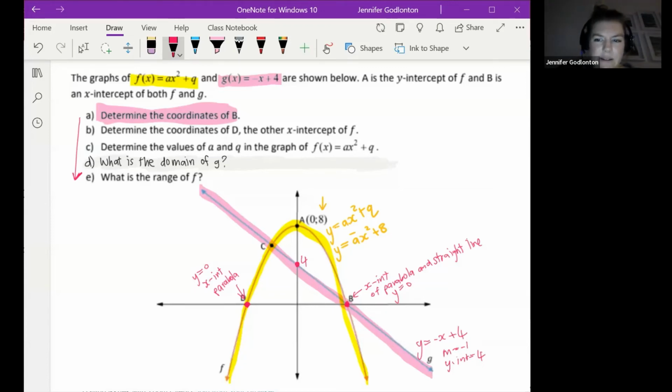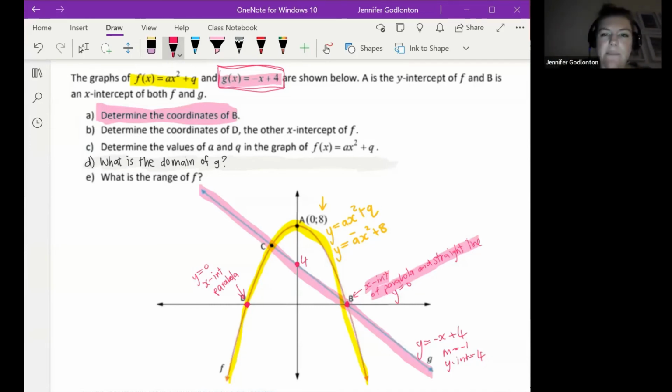B is the x-intercept of our parabola and our straight line. So can we find B by finding the x-intercept of our straight line? Because I think we can. I think we have enough information to do that if we have our straight line equation over here. So just focus on B for the moment. That's your first step. Don't get caught up with finding anything else.